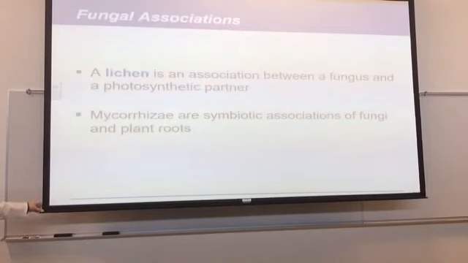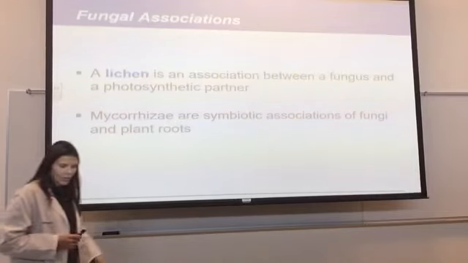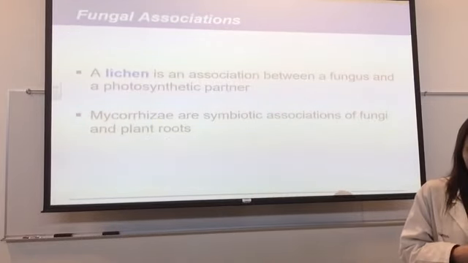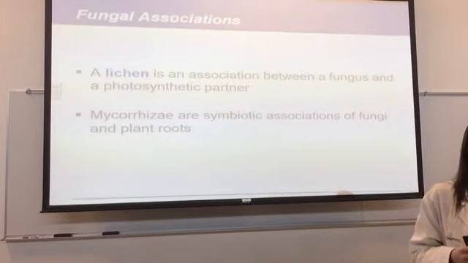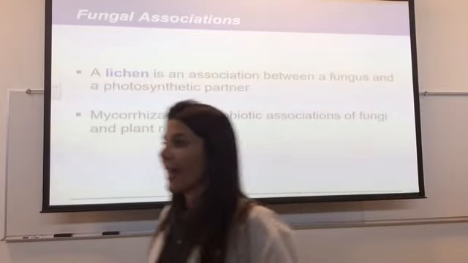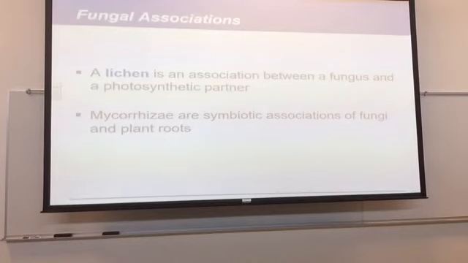The last is our associations, fungal associations. There are two fungal associations we're going to discuss, lichens and mycorrhizae. Mycorrhizae has already been brought up, and that's that relationship with the roots. But then there's lichens. Lichens actually came up in our last chapter, protists, because there's a component of lichens that includes protists, like algae.